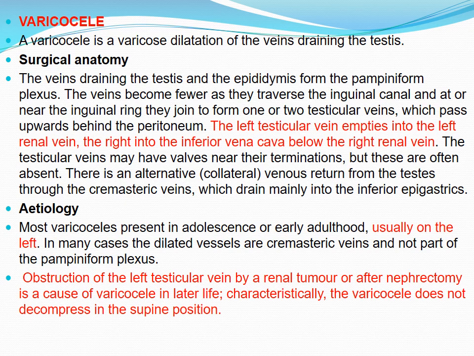The veins become fewer as they traverse the inguinal canal, and at or near the inguinal ring they join to form one or two testicular veins, which pass upward behind the peritoneum. The left testicular vein empties into the left renal vein, the right into the inferior vena cava below the right renal vein. The testicular veins may have valves near their termination, but these are often absent in cases of varicocele.